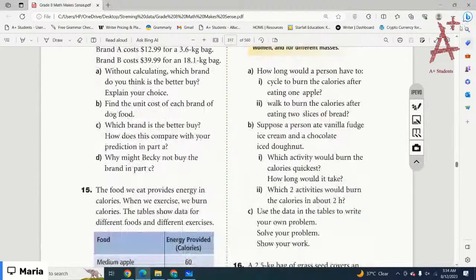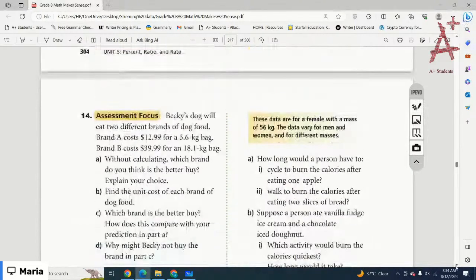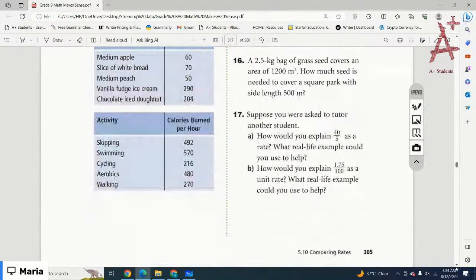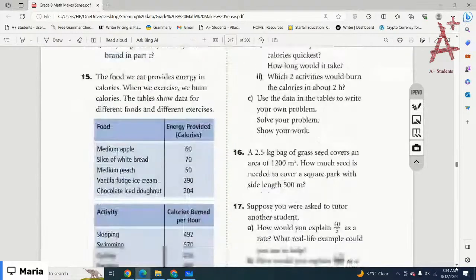Okay, the next one is question number 14. No, let's just do question number 15. Okay, let's do question number 16.